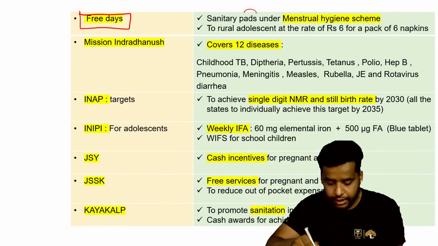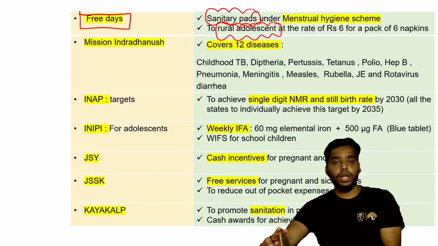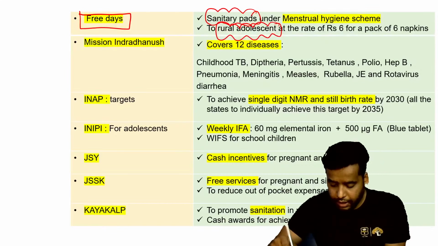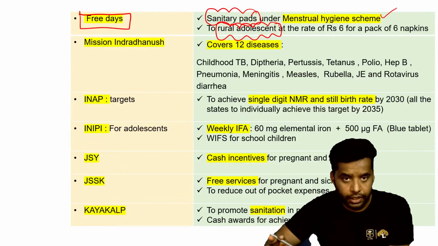Next alphabet, important update, Free Days. These are sanitary pads given to rural adolescent girls. ASHA workers will distribute sanitary pads to rural adolescent girls under the brand name Free Days. This is a menstrual hygiene scheme to promote menstrual hygiene.